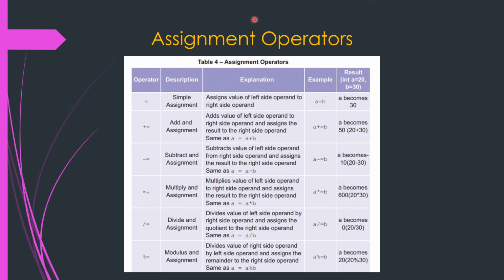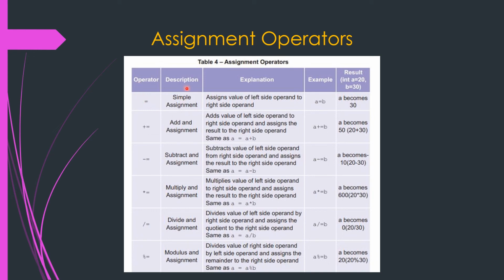Now comes the assignment operator. Its name suggests assign. So basically they will assign something. Assign what? They will assign the value. How? Let us see. First of all, let us see the operators which are available here. As you can see, only one equal to is present. It is called simple assignment.